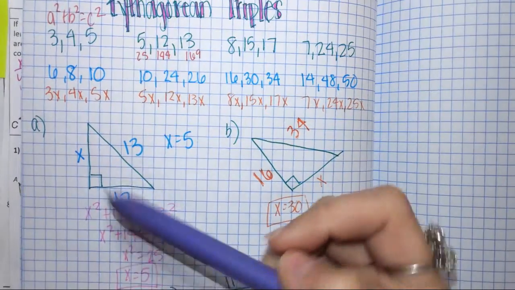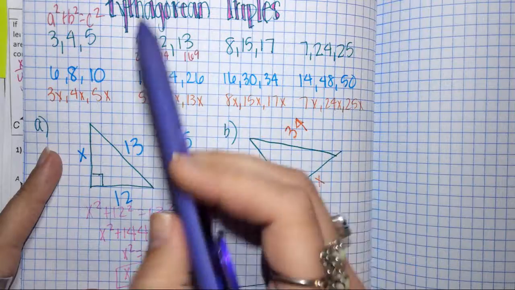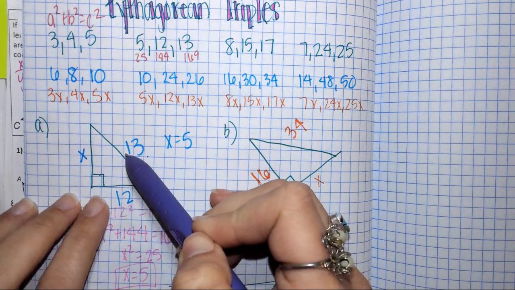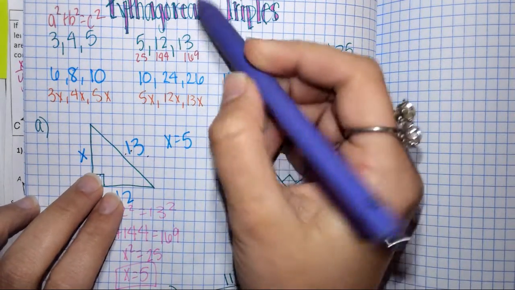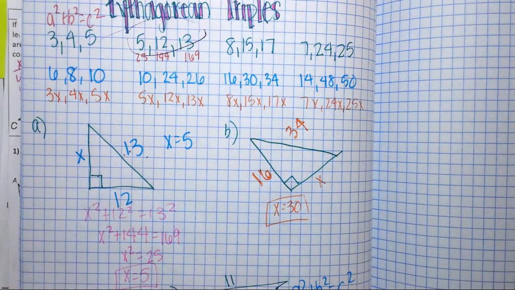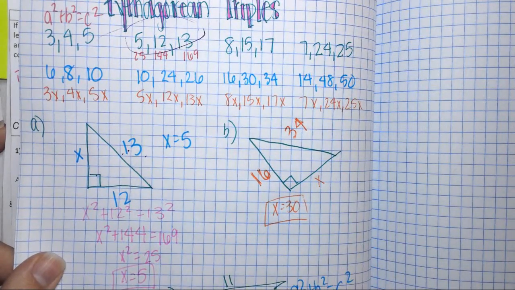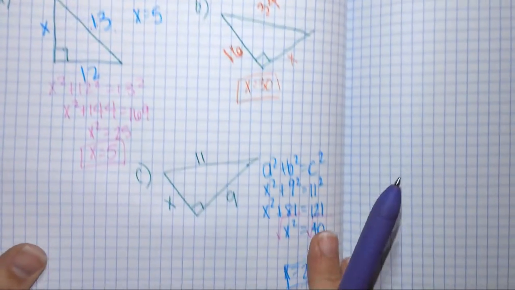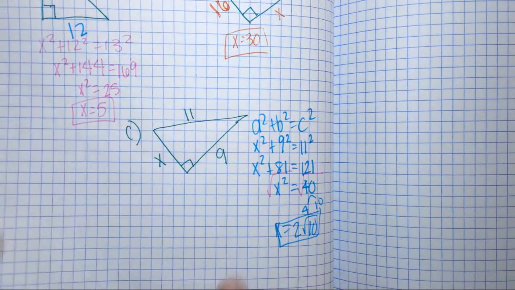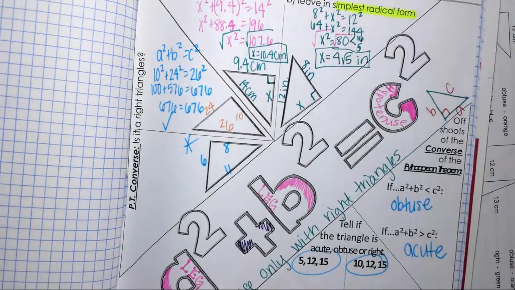Alright, so I gave you 12 and 13, and we needed to find x. And 13 was across from this side, so we knew it was our biggest side length, which means we use this as our triple. Anybody have any questions on triples? What do we use when it's not a triple, like problem C? The Pythagorean theorem. Good. Alright, and then we talked about the converse.